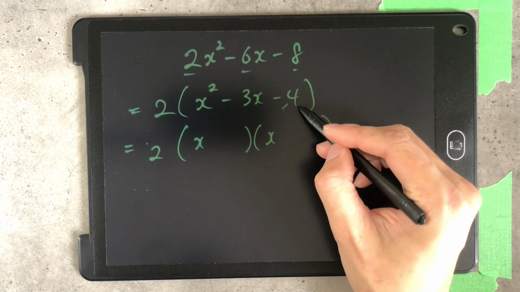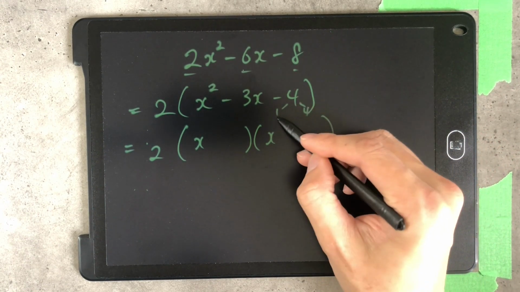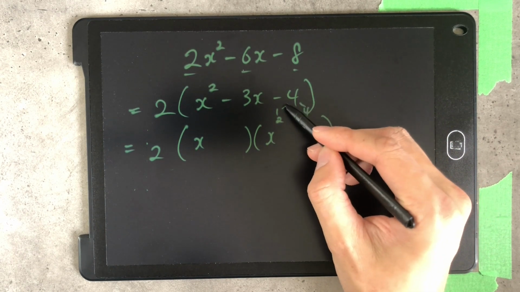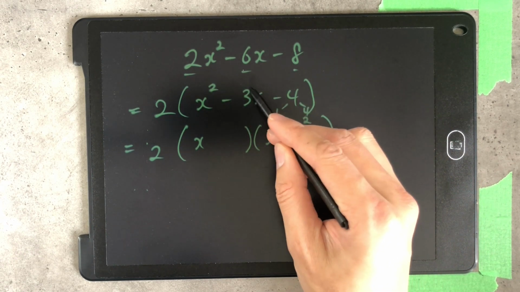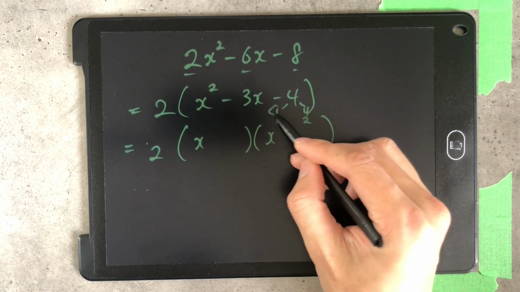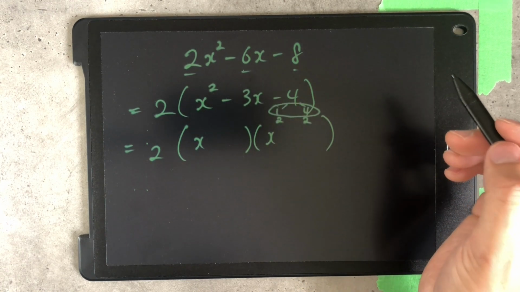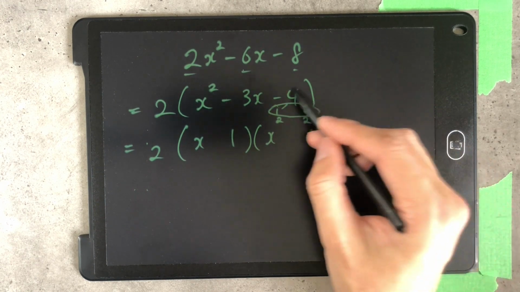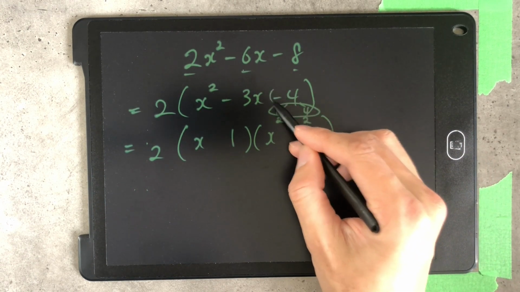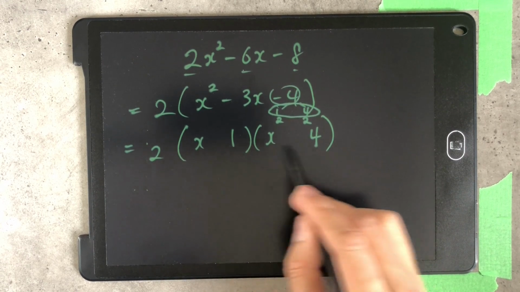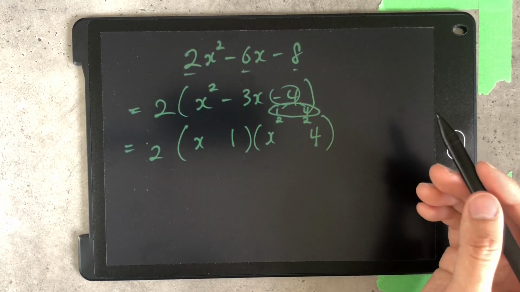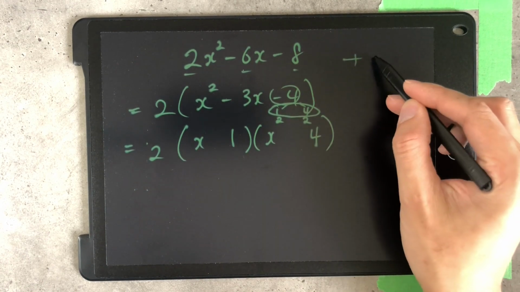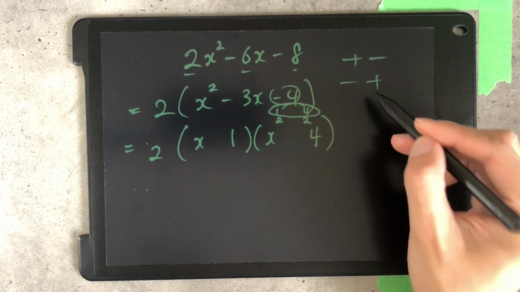So we have factors of 1 and 4, 2 and 2. Now we have to figure out which ones give us a difference of 3. So the first one gives us a difference of 3. So I'll write down 1 and 4 here. And since this is a negative 4, that means one of these signs is a positive and the other must be a negative. Otherwise you cannot get a negative. And so it has to be either positive, negative, or negative, positive.